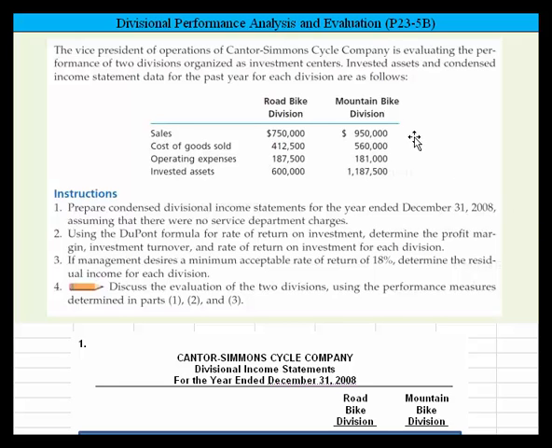I'll move my mouse so you can see where the table is, okay? So we've got the road bike division and the mountain bike division, and we have sales data, cost of goods sold data, operating expenses, and invested assets. All right, now instructions to part 1 says, prepare a condensed divisional income statement for the year ended December 31st, assuming there were no service department charges. Let's tackle that part first.